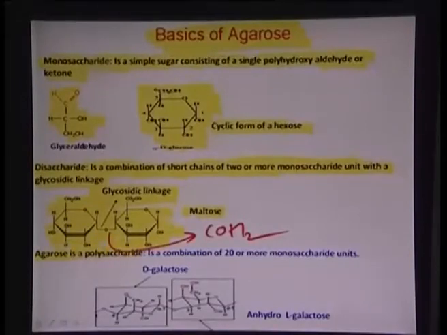Agarose, however, is a polysaccharide, and it's actually a combination of 20 or more monosaccharide units, or sugar molecules. This flank here is D-galactose, this flank here is anhydro-L-galactose, and there is a glycosidic linkage in between all these different sugar moieties or sugar groups. So agarose is a combination of more than one, and in fact more than two, sugar molecules.